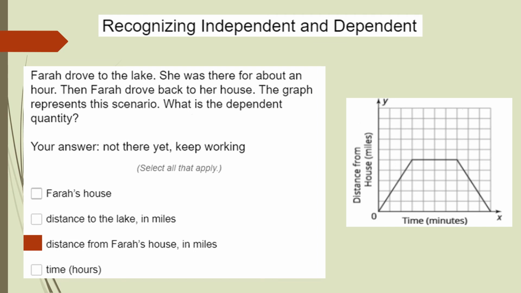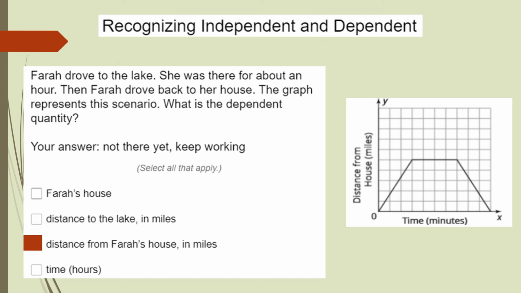The dependent quantity in this scenario is distance from Farah's house in miles. Looking at the graph to the right, you see the x-axis, which is your horizontal axis, is your independent quantity, and you're looking at time. Your measurement is in minutes. And then the y-axis, which is your vertical axis, is also your dependent quantity, and it is talking about distance, and you're measuring it in miles.